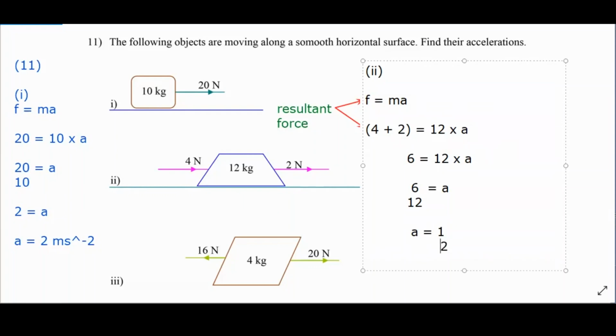1 divided by 2 means, what's the answer here? Half means, Lamai, 1 over 2 is 0.5. So 1 divided by 2 is 0.5 meter per square second. So this is the answer. Is it clear for all of you, dear?